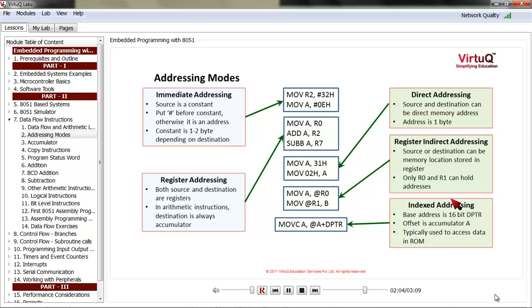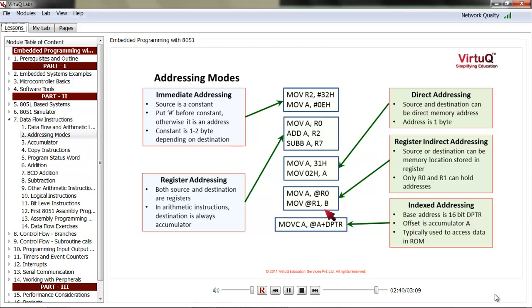Another addressing mode is register indirect addressing. As the name suggests, in this case, the address is there in some register. In 8051, only registers R0 and R1 can hold an address value. In the assembly, @ must be put before one of these registers to tell that the address is actually there in the register. In the first example here, the value stored in the address pointed to by register R0 is being copied to the accumulator.